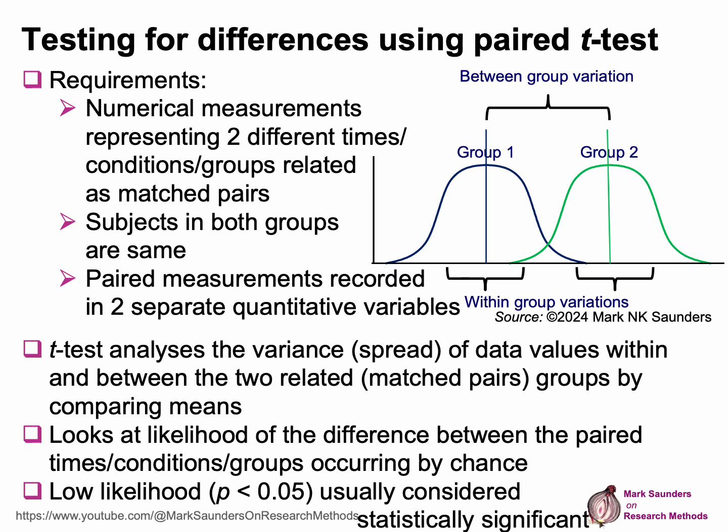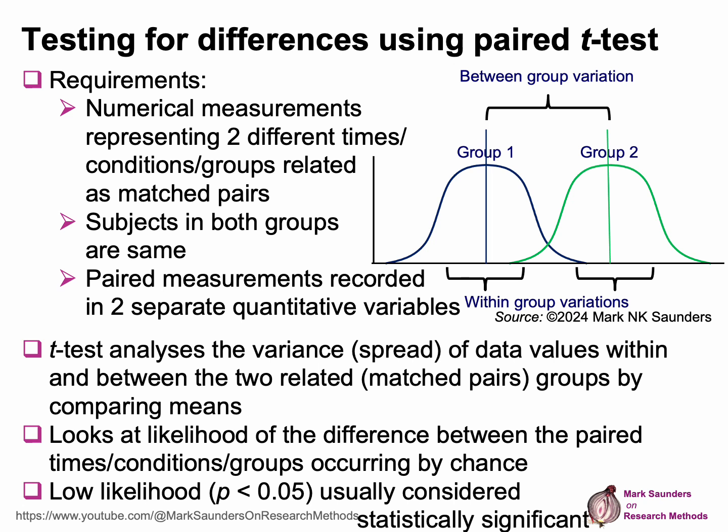Our paired t-test analyses the variance, that's the spread of data values within and between the two related matched pairs groups. So if you look in the diagram, we have group 1 and group 2, and we look at the within group variation and between the group variation. And what we're seeing is whether the variation is greater within the groups or between groups 1 and 2. So we're looking at the before and after measures and seeing are they statistically significant.